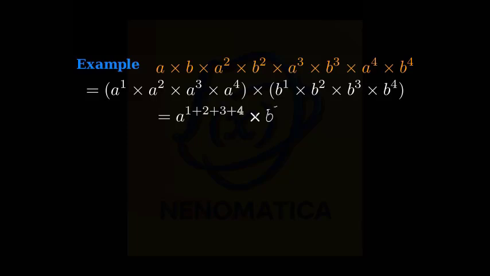Now, using the product rule for exponents, when we multiply powers with the same base, we add the exponents. So this becomes a to the power of 1 plus 2 plus 3 plus 4 times b to the power of 1 plus 2 plus 3 plus 4. Adding these exponents, we get a to the power of 10 times b to the power of 10. Now we can rewrite this as the product a times b all raised to the power of 10.